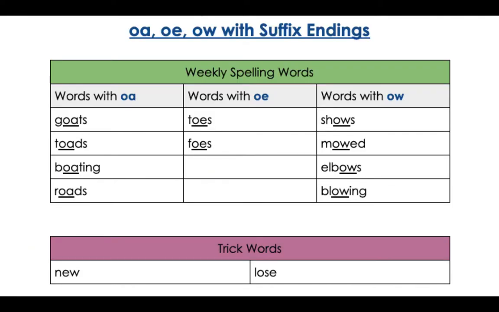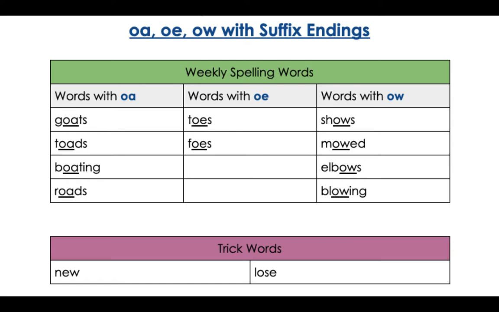All right? So here are our spelling words for this week. You're going to see, just like last week, words with OA, words with OE, and words with OW. But you're also going to see that you have suffix endings S, ING, and ED. Okay? So the first word, I want you to go ahead and repeat after me.